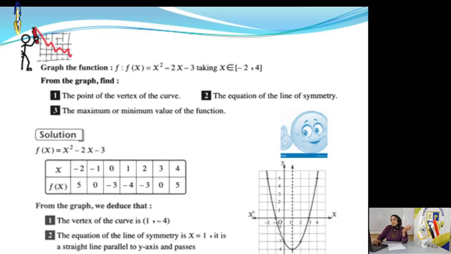Then the vertex will be (1, -4). The equation of the line of symmetry is x equal 1. It's a straight line parallel to y-axis and passes through the vertex of the curve. The minimum value of the function is negative 4. As we see, the curve is looking up, so we have a minimum value which is negative 4. Then we will move to slide number 11.